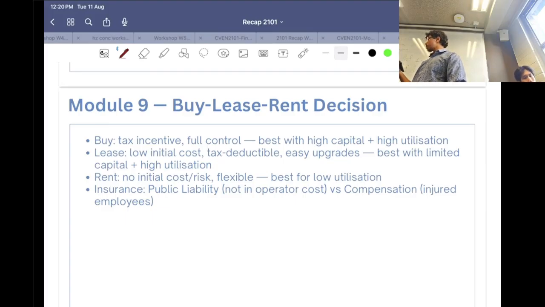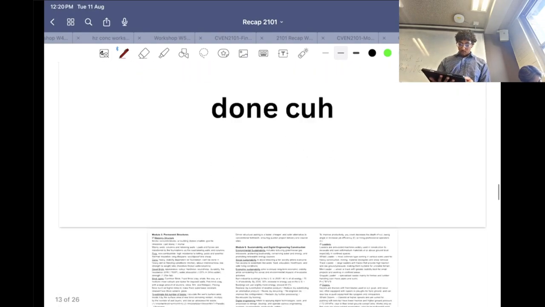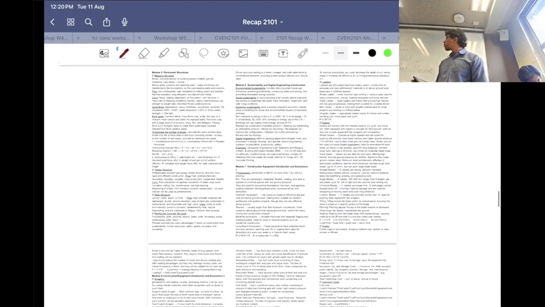And then, insurance: public liability versus compensation, whereas that's just injured employees. Just know the definition. You don't really have to understand it too much. It's one of those things you can rote learn. Cool. And I have my cheat sheet here. It's very compact. It's literally everything I've explained in 2 pages.